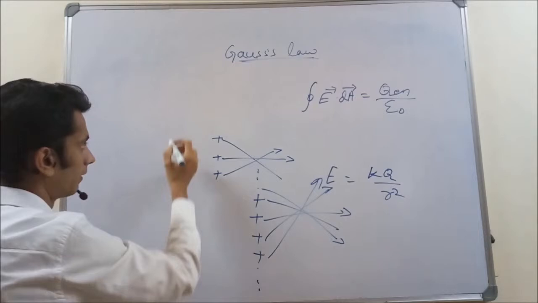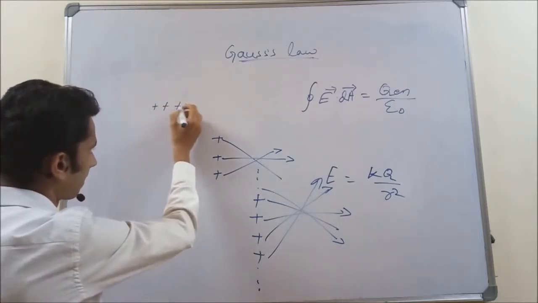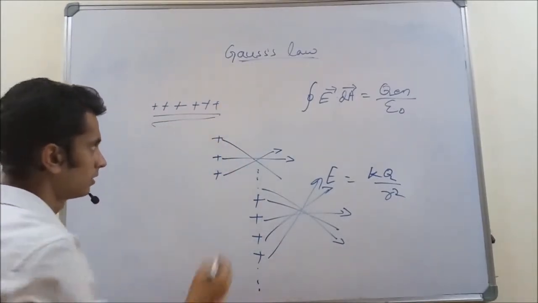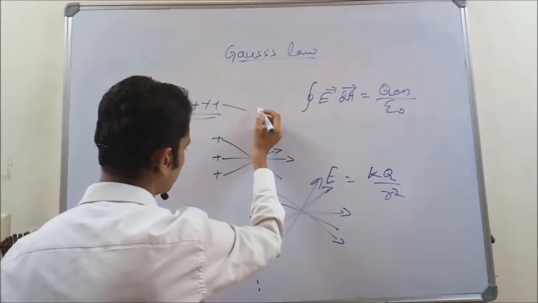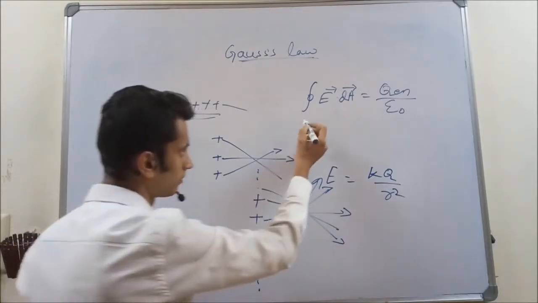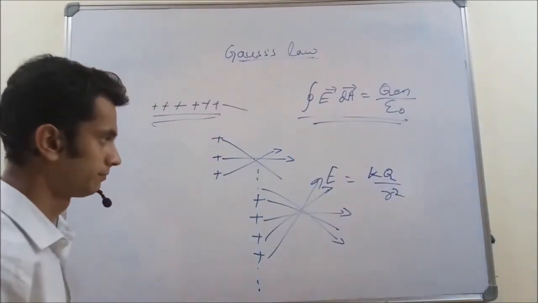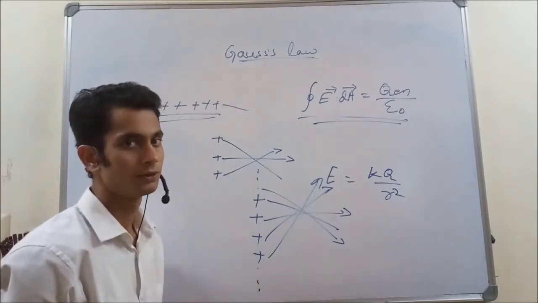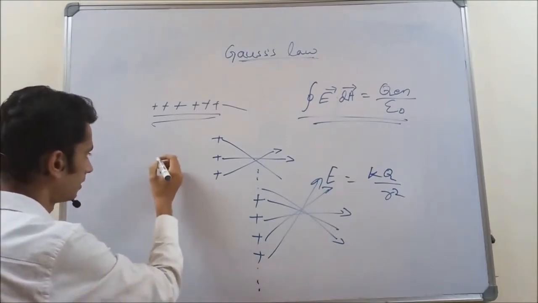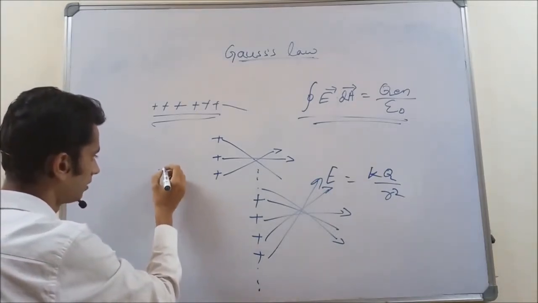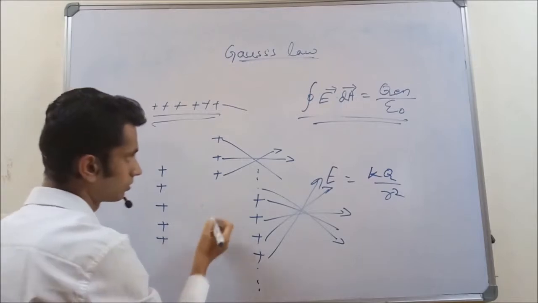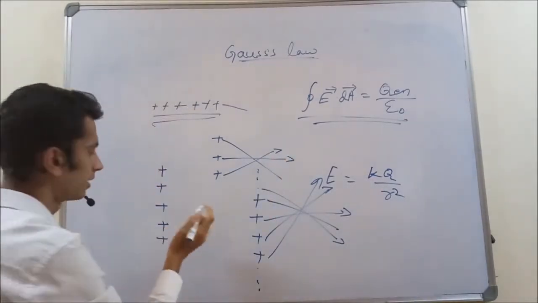There have to be an uncountable number of charges, and they must be uniformly distributed. Then we can use this equation to find the electric field. If there are a countable number of charges, we can't use this equation. And Gauss law is used only in 3 situations. The first one is if an uncountable number of charges are uniformly distributed in a wire, then we can use this equation or Gauss law to find the electric field.